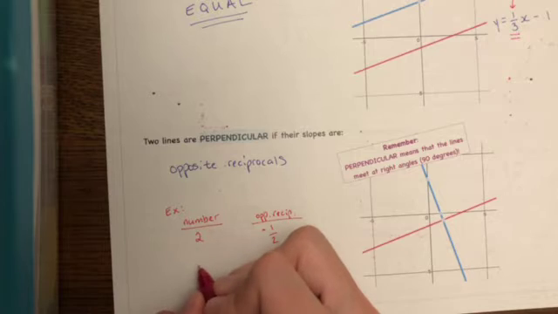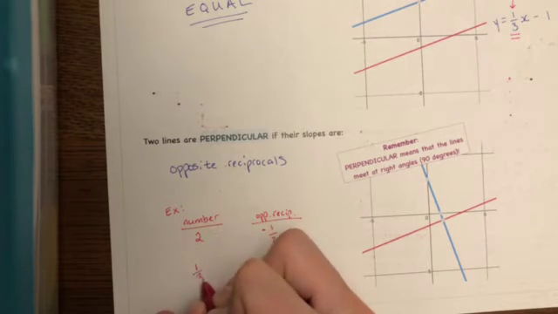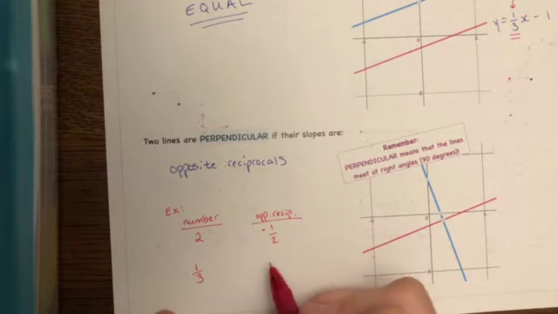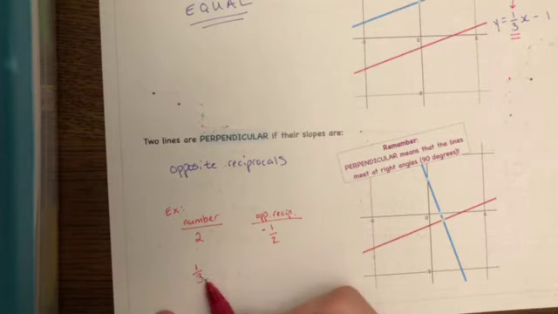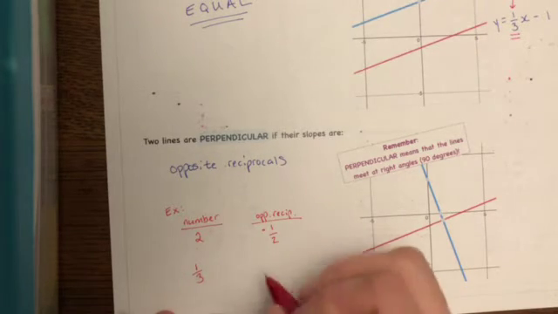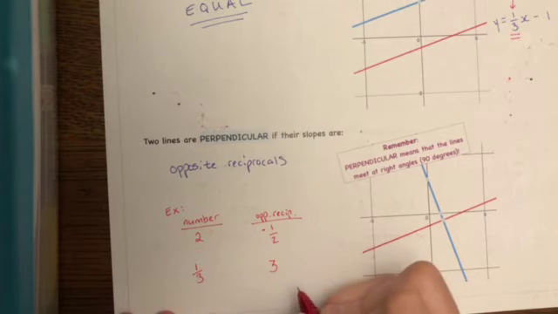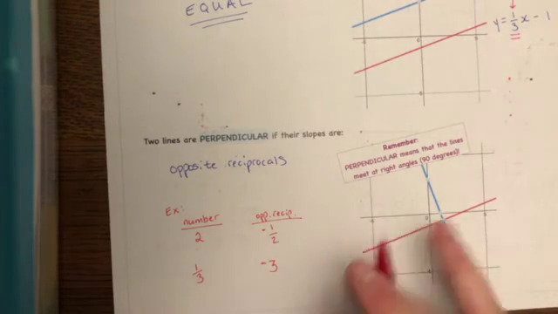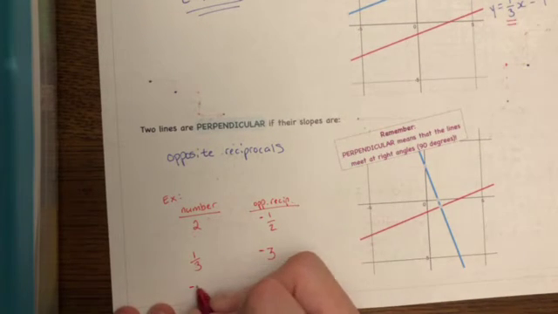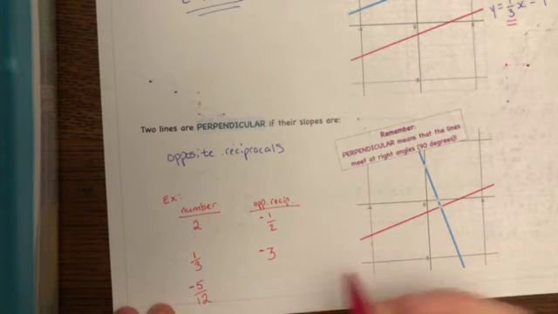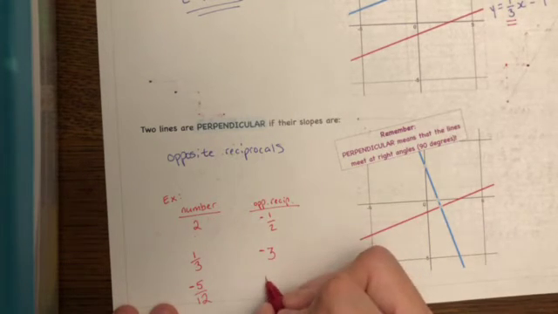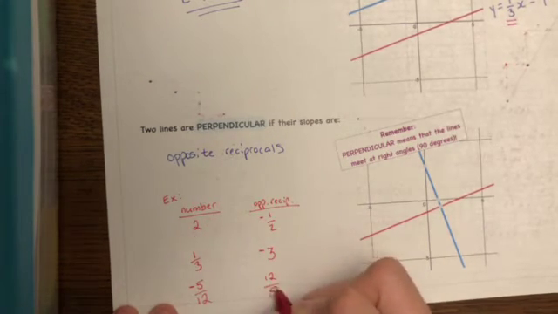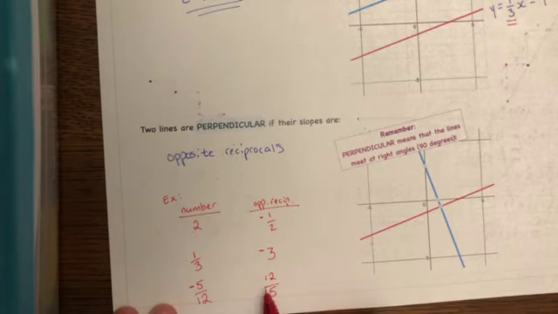So if the number is 1/3, the opposite reciprocal is you flip it. That's the reciprocal part. So we'll make it 3 over 1 or 3, and then make it the opposite, so negative. So last one, I'll just say if we have -5/12, the opposite reciprocal would be the reciprocal, which is 12 over 5, and the opposite, which is positive.